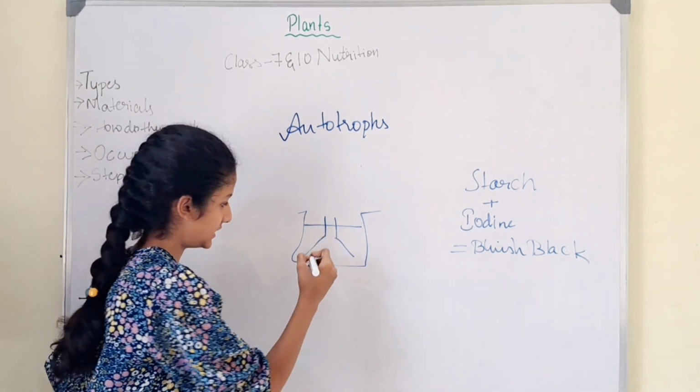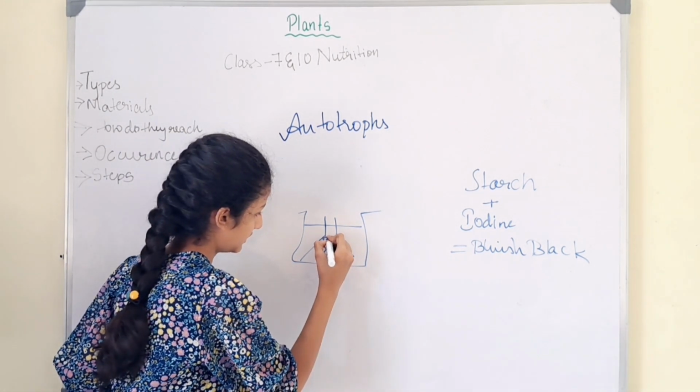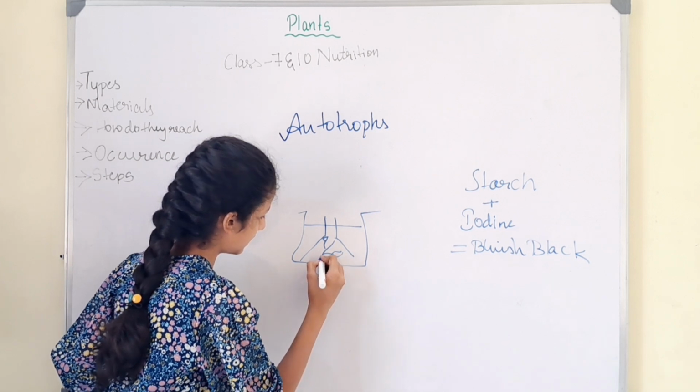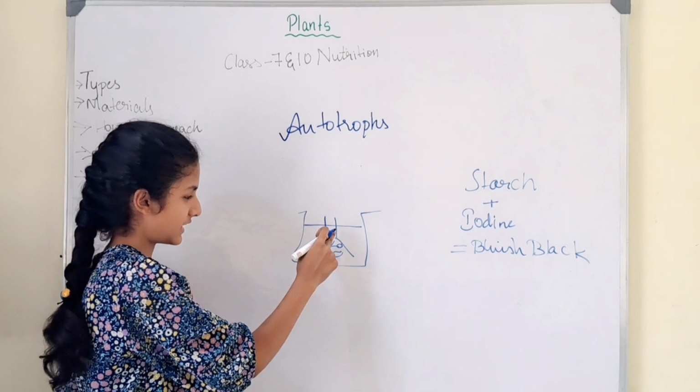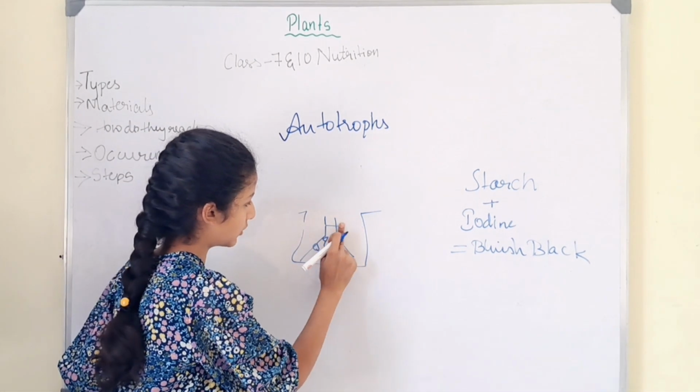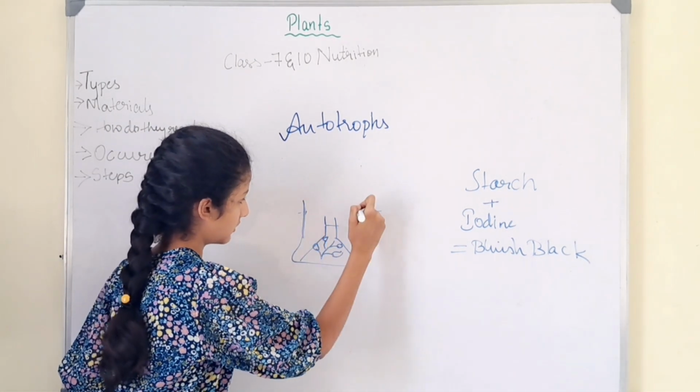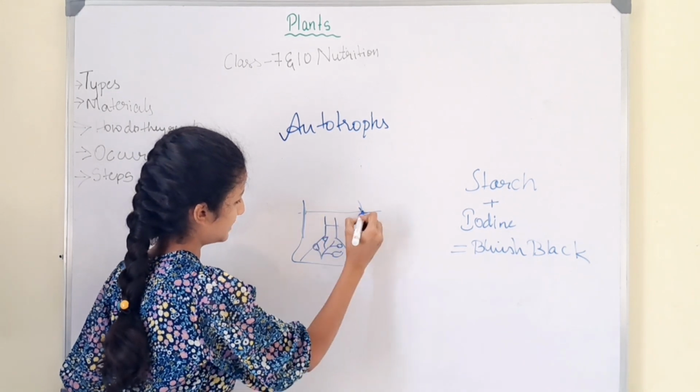Inside this we have a hydrilla plant. One minute, I'm drawing that hydrilla plant. Or any other water plant also you can take. Water is filled in the funnel also. Actually the water level should be more than the funnel stop. So the water level will be this much.